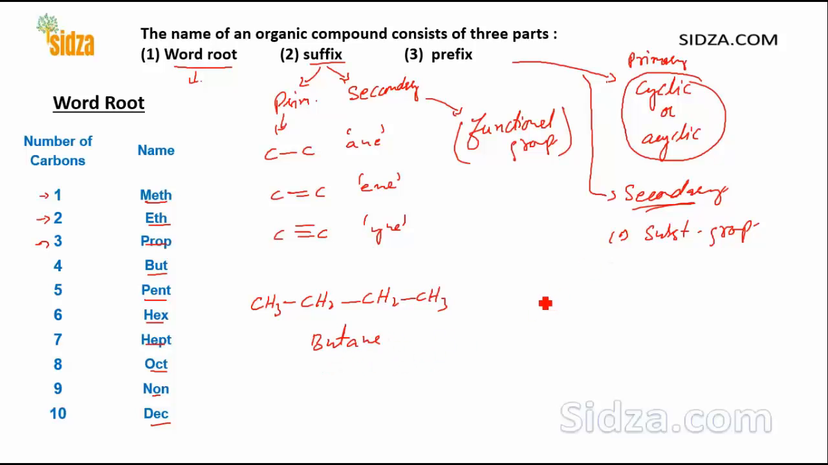Now let's take another example. CH2, single bond, CH2, single bond, CH2, single bond, CH2, and again a single bond here.